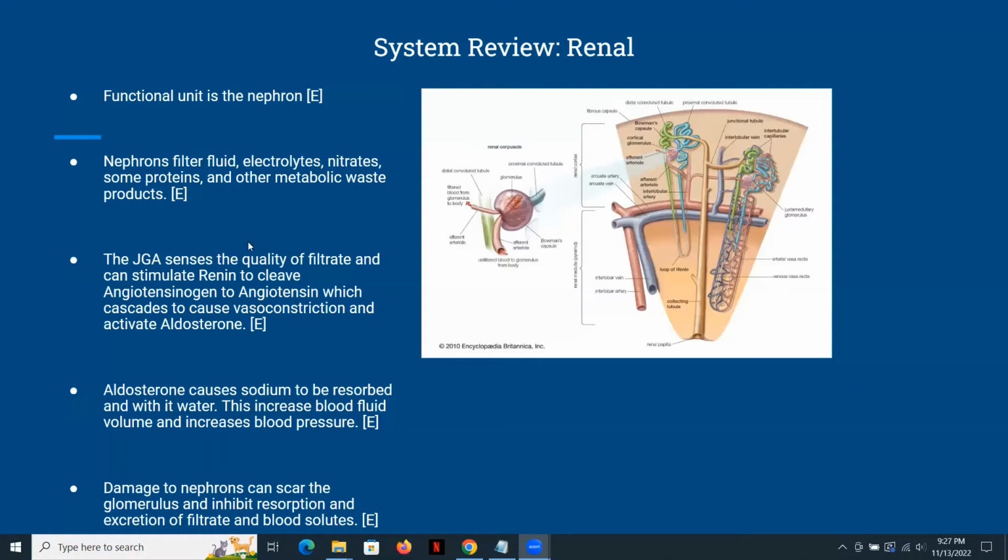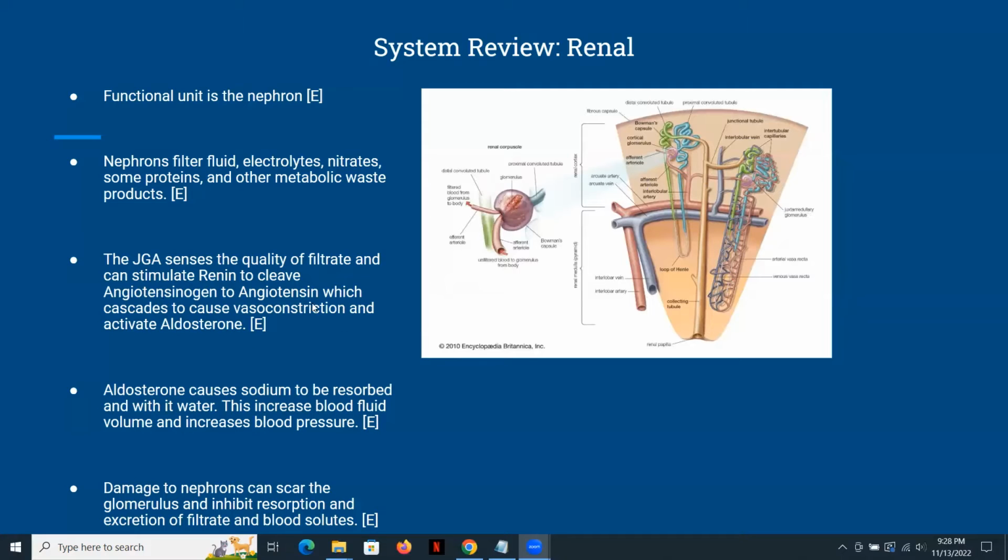I do want to turn your attention to the JGA, the juxtaglomerular apparatus. That is the area where we judge the quality of the filtrate. There are no complex nerves or anything here, but essentially there's a sensation that we need to make adjustments to the urine that's going to be coming out, because we're trying to retain certain products.